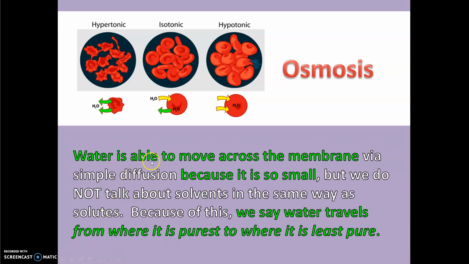So water is able to move across the membrane by simple diffusion because it's so small, but we don't talk about solvents in the same way as solutes. So we don't talk about high concentration to low concentration with water. We talk about how it goes from where it's purest to where it's least pure. But it's basically the same thing. We're going from where we have a lot of water molecules to where we have not so many.